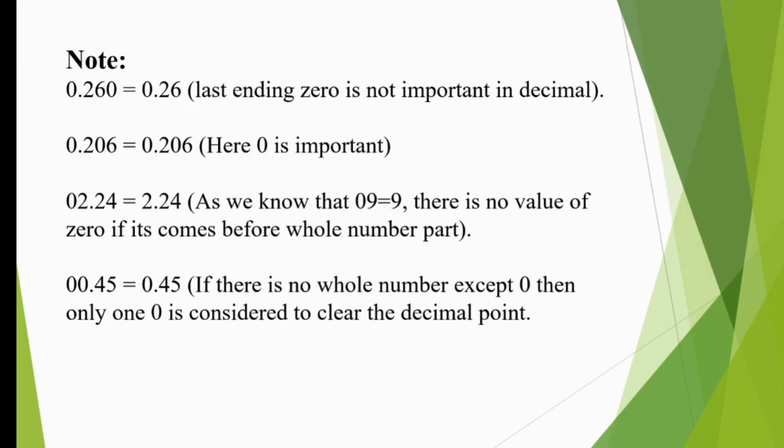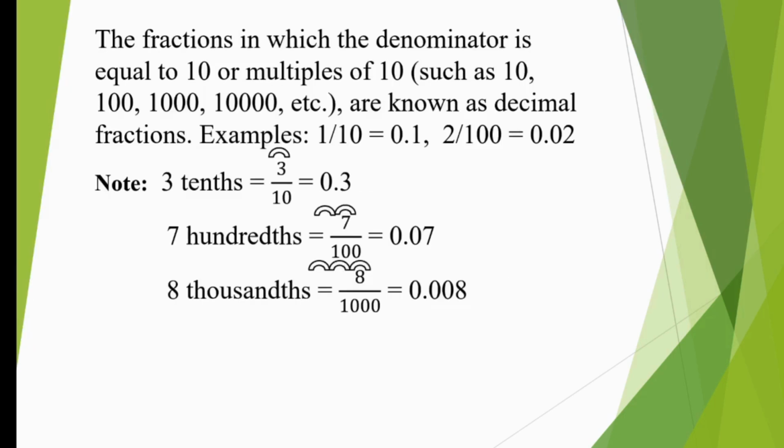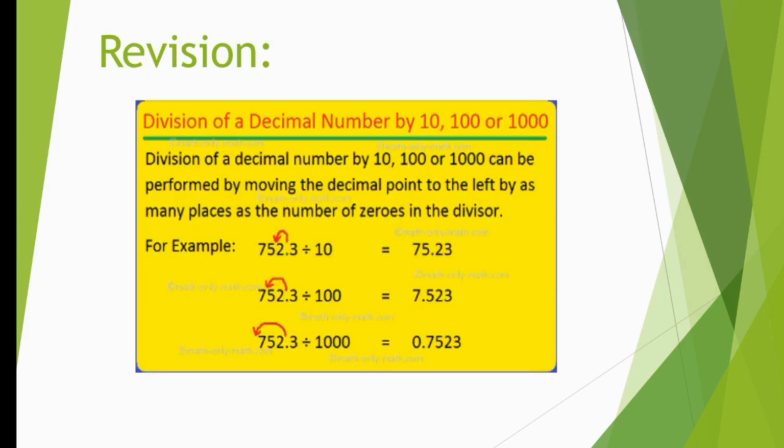0.45 is equal to 0.45. Here the whole part is 0. There is no need of two zeros here. One 0 is enough to locate the decimal point. To discuss this slide, let's move to the next slide.